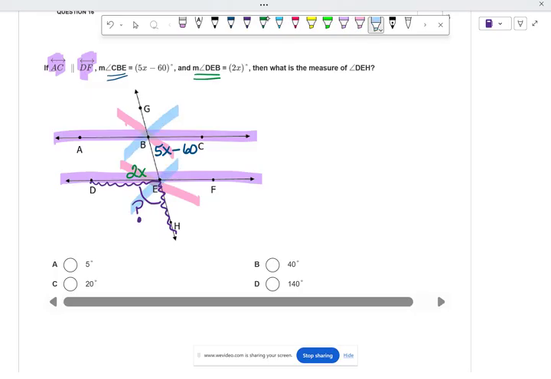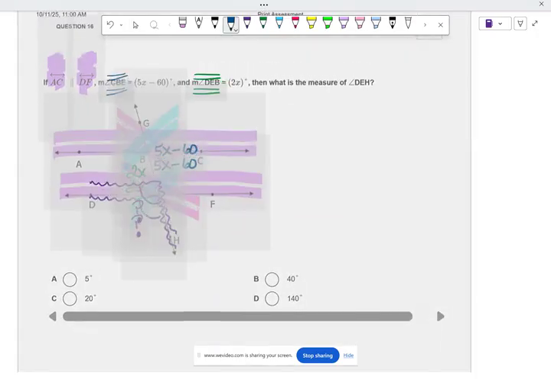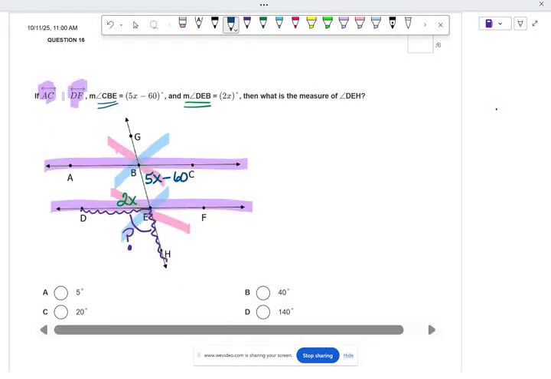All right, so I see my algebra. They're each on pink. So I'm going to set 5x minus 60 equal to 2x. And if you solve that correctly, you're going to get x equals 20. And it's real tempting to come down here and pick that 20 is your answer, but it's not. We have to answer the question that they're asking. They want us to find the measure of angle DEH. So we have to take that 20 and plug it in.